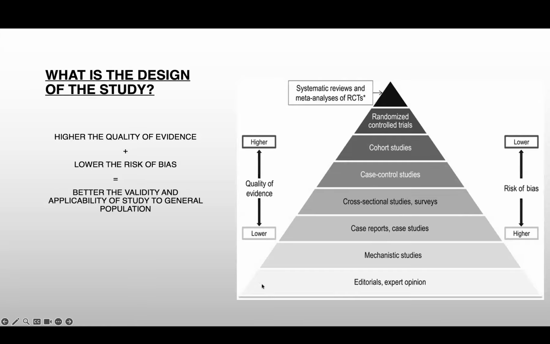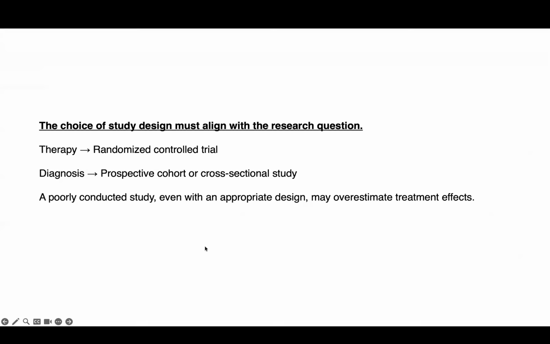As you can see, from lower to higher, the quality of evidence increases. And as you go from higher to lower, the risk of bias increases. So that is the importance of this pyramid. The choice of study design must align with the research question. If it is for therapy, then an RCT is the ideal one. If it is for diagnosis, then a prospective cohort or a cross-sectional study is ideal. The important thing to keep in mind is that a poorly conducted study, even with an appropriate design, may overestimate treatment effects.